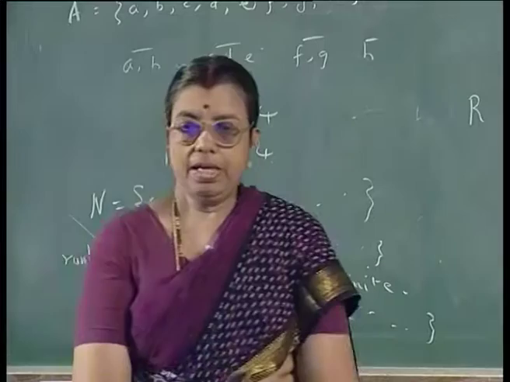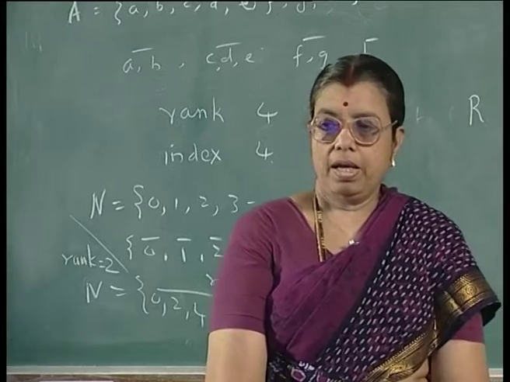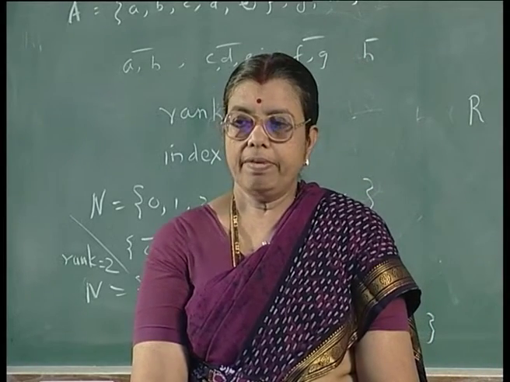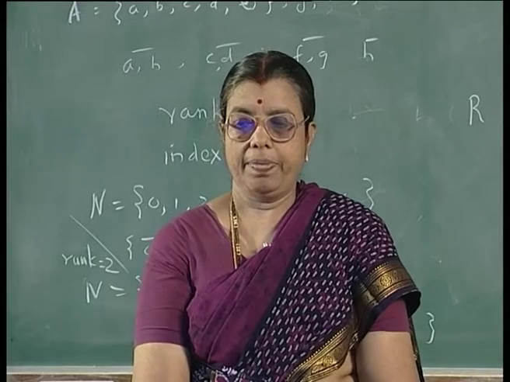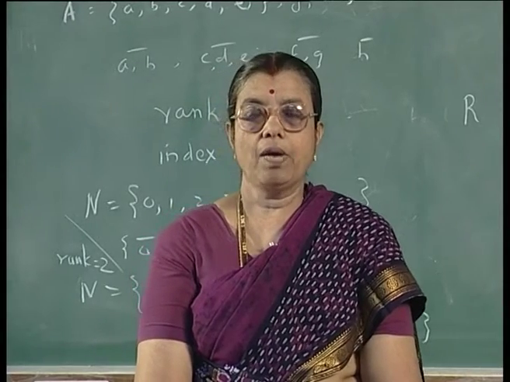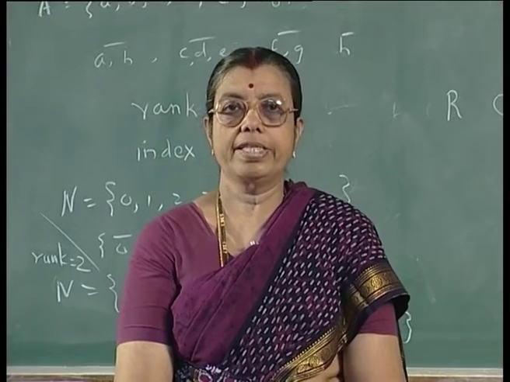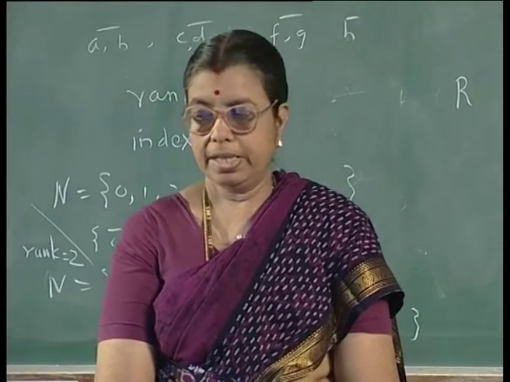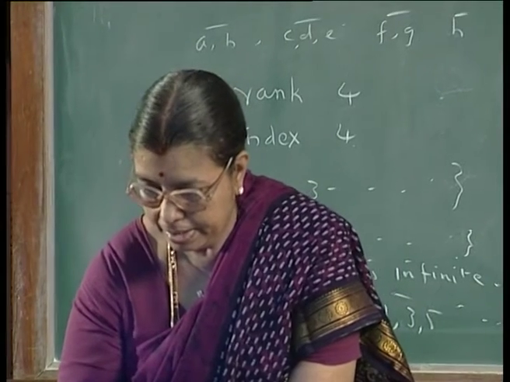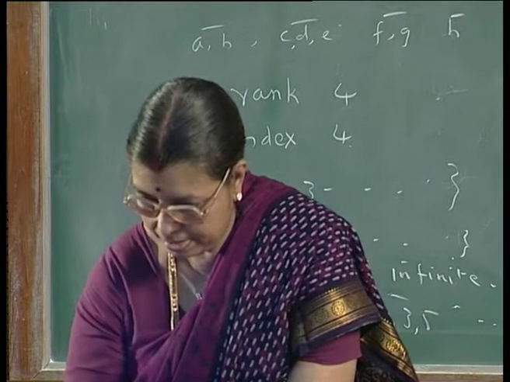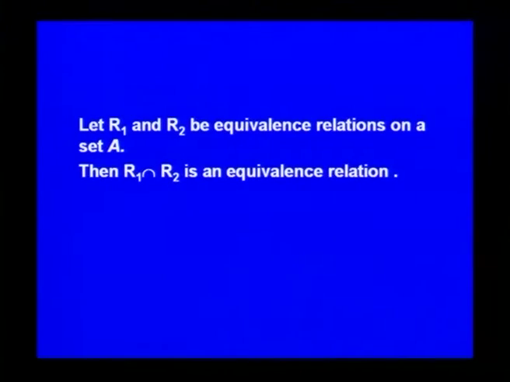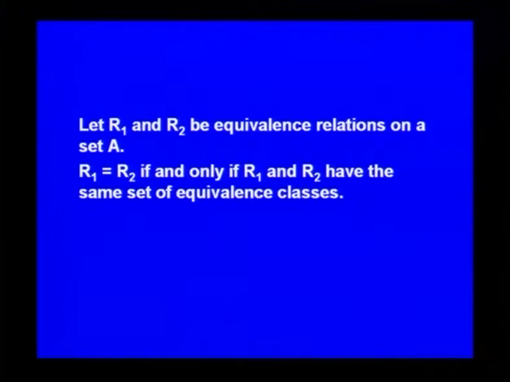Now, immediately you can see, let R1 and R2 be equivalence relations on a non-empty set A. Then we have seen that R1 is equal to R2 only if they have the same set of equivalence classes, is not it? We have seen this result earlier. R1 and R2 be equivalence relations on a set A. R1 is equal to R2 if and only if R1 and R2 have the same set of equivalence classes. This we have already seen.